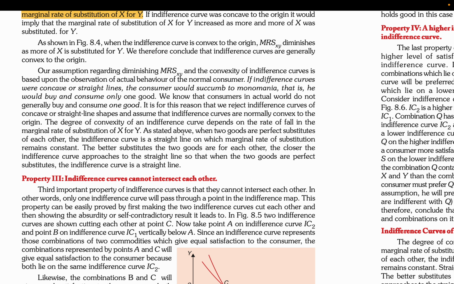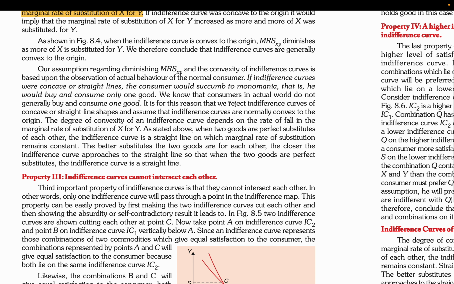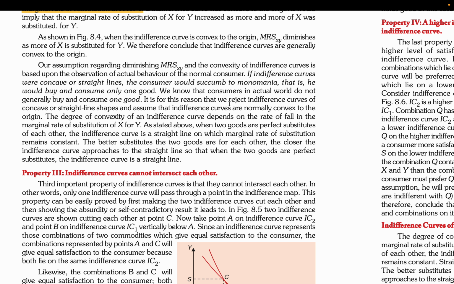Our assumption regarding diminishing MRSXY and the convexity of ICs is based upon the observation of actual behavior of normal consumers. If ICs were concave or straight lines, the consumer would come to monomania, that is, he would buy and consume only one good. We know that consumers in the actual world do not generally buy and consume one good. It is for this reason that we reject ICs of concave or straight line shapes and assume that ICs are normally convex to the origin.